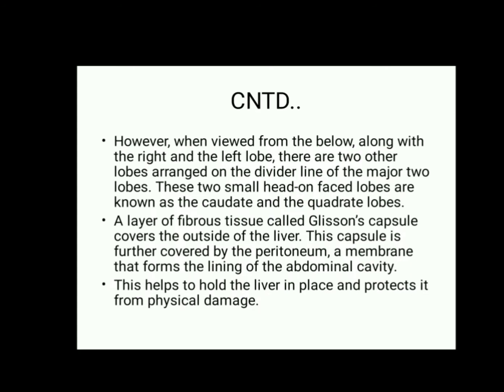These two small lobes are known as caudate and quadrate lobes. A layer of fibrous tissue called Glisson's capsule covers the outside of the liver. This capsule is further covered by the peritoneum, that is a membrane that forms a lining of the abdominal cavity. This helps to hold the liver in place and protect it from physical damage.